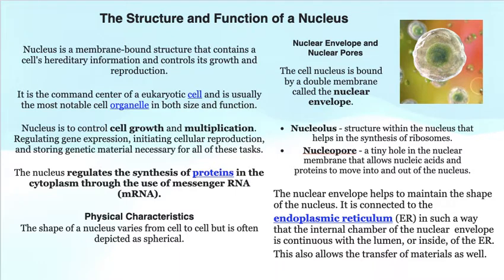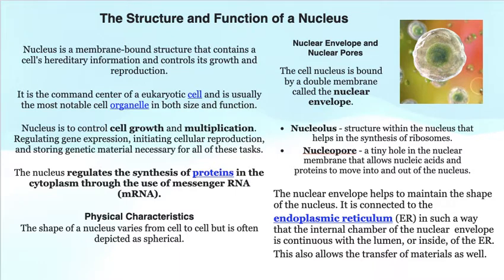The nucleus regulates synthesis of proteins in the cytoplasm through the use of messenger RNA, that's mRNA. The physical characteristics: the shape of the nucleus varies from cell to cell, but it's often depicted as spherical. In an animal cell, it is placed mostly in the center, but in plant cells, it's not in the center. The center will be occupied by the big vacuole. Now the nuclear envelope and nuclear pores: the nucleus is bound by a double membrane called the nuclear envelope. Envelope, membrane, and layer have almost the same meaning in cell biology.